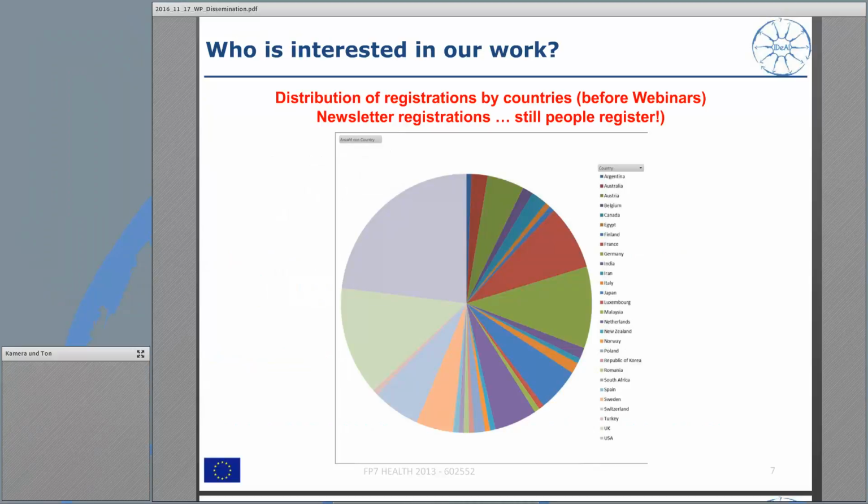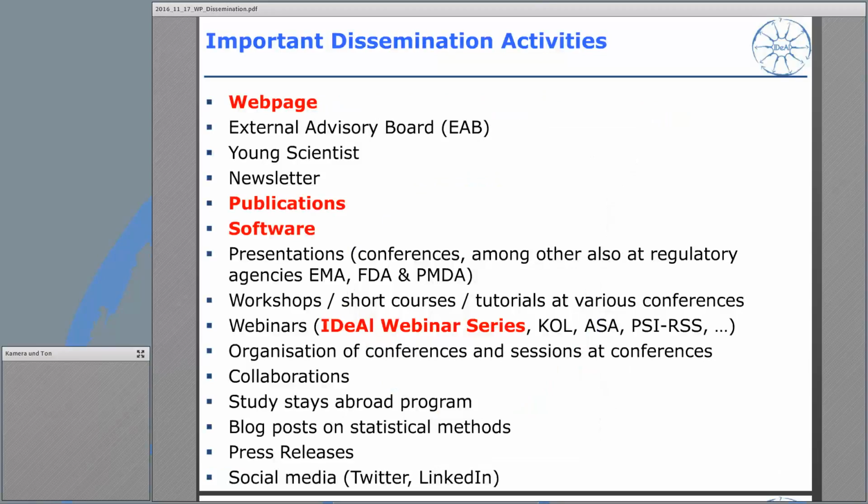On the next slide, you can see that through our dissemination activities, we really reach people outside our institutions and networks. We have subscribers from the whole of Europe, but also from Argentina, Canada, US, over to India, New Zealand, and Japan, just to mention some. The numbers are still changing as people are still registering for our newsletter. On slide number 8, you can see a list of all dissemination activities which we think were important to distribute the results into the clinical trial community.